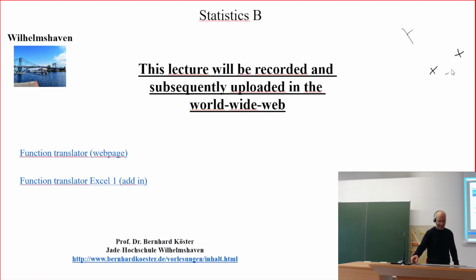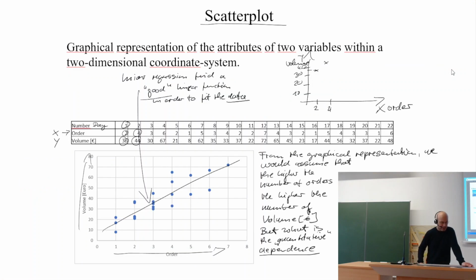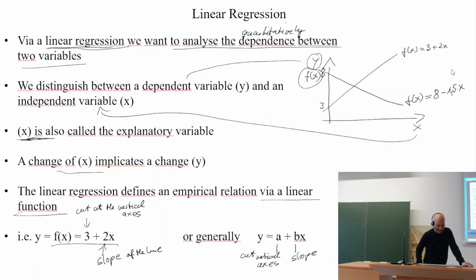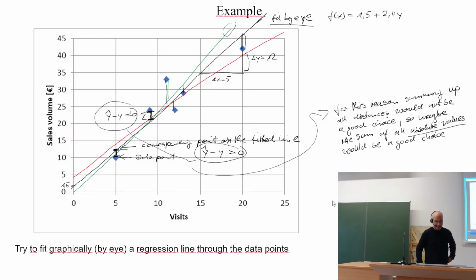Yeah, hello again to statistics. In the last lectures we have generally talked about linear regression, but the simple linear regression, where we have only the dependence between only two variables, y and x. And in this case, of course, we can also easily represent our data within a two-dimensional diagram.